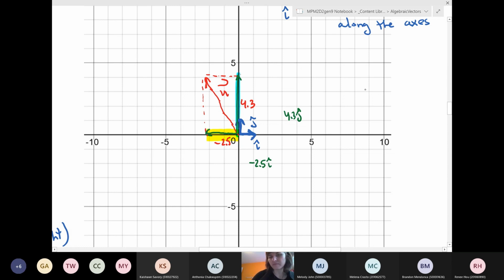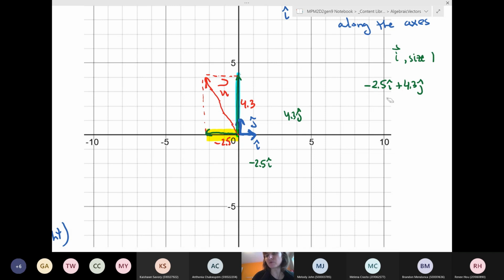Now, what does that mean? If we take this negative 2.5 i hat plus 4.3 j hat, and the hats, remember, instead of writing down a little vector symbol, are just another way to indicate that it's a size 1 vector, okay? If you would prefer to continue writing vector symbols, you can, but then you would have to say size 1 every time. But if you use the hat, you don't have to say size 1 beside it, okay?